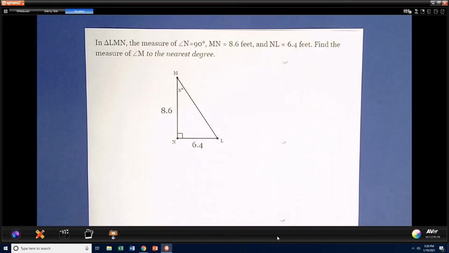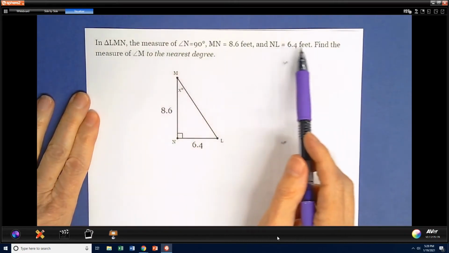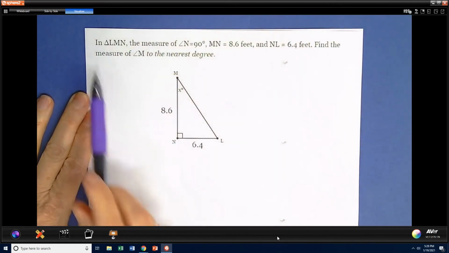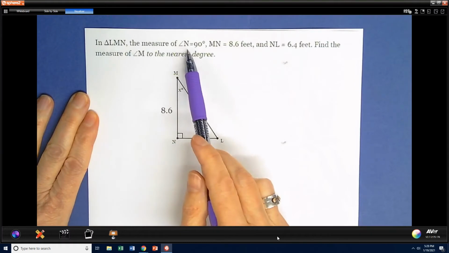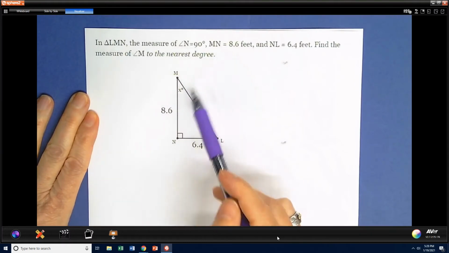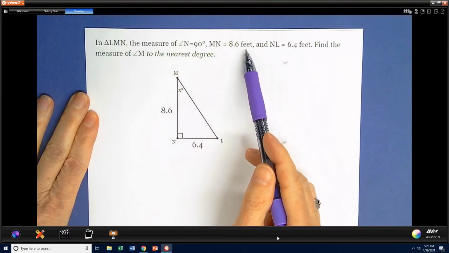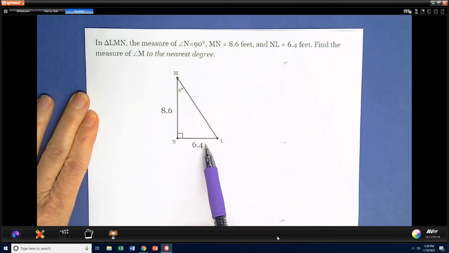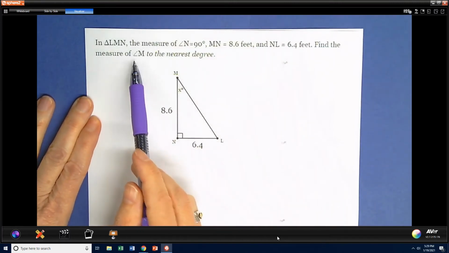Again, you want to double check that the information provided in the question matches your diagram. I have triangle LMN. The measure of angle N is 90. MN is 8.6 feet. Watch your units. NL is 6.4 feet. Find the measure of angle M to the nearest degree.